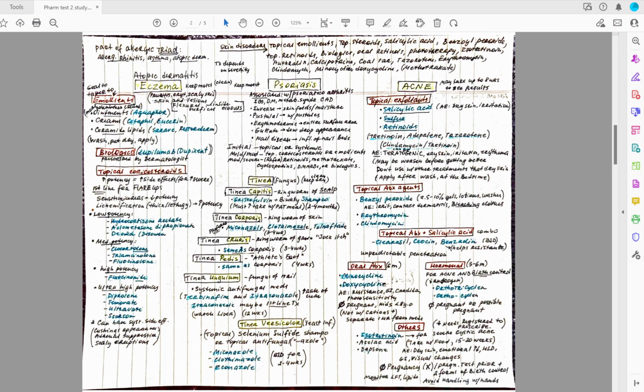Next is topical corticosteroids. The more potent the corticosteroid, the more side effects you will have. First line for flare-ups is the topical corticosteroids. With sensitive areas, you have to use low potency, and with thick, leathery skin, you have to use high potency. From low potency, we have 3 agents.